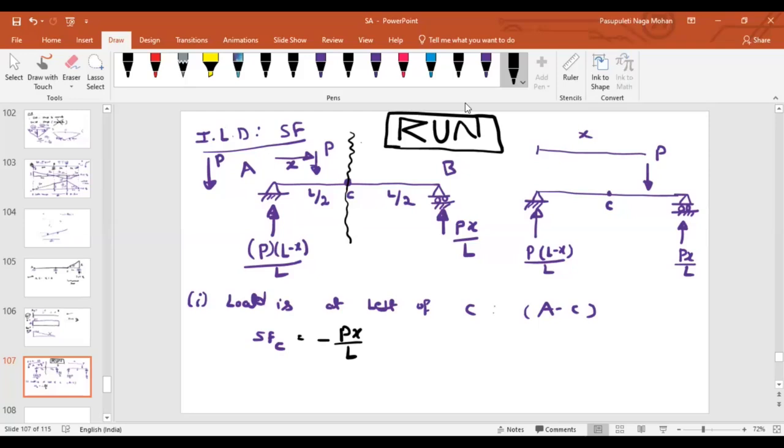Similarly, again, if the load is at the right of C, that means if the load is in between B and C, what is the shear force at C? Now this is the case I'm talking about. If the load is in between B and C, consider a section here. If you look into the right side, how many forces are there?